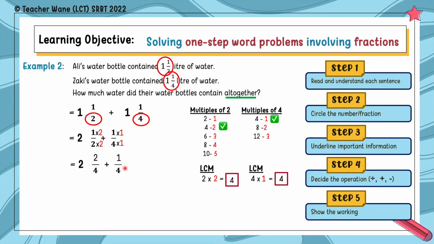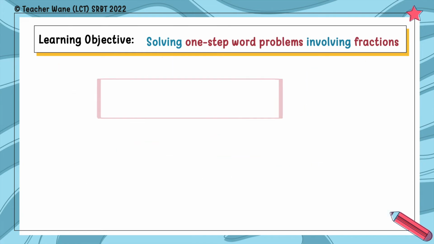Next, I'm going to add them. Since I already have like fraction because the denominator here is the same. So 2 plus 1, the answer is 3. So my final answer for this question is 3 out of 4 liter of water. Let's move on to the next example.